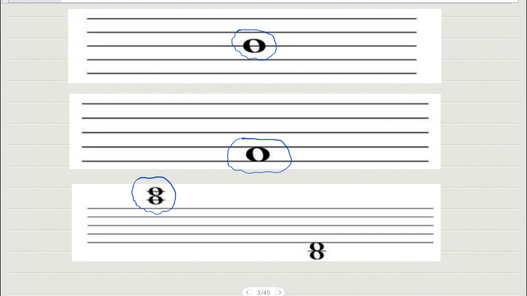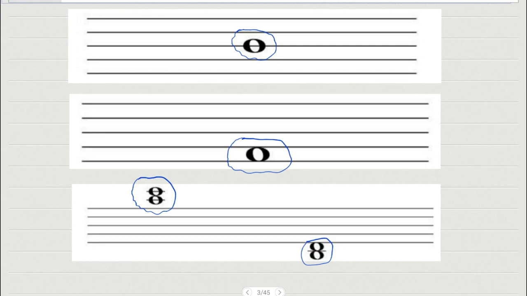So notes can be positioned on a ledger line or on the line that is on the stave, and also notes can be positioned on the space above a line or on the space below a line. It doesn't matter whether it is a ledger line or a line on the stave. A note can be positioned on the line, or on the space above the line, or on the space below the line. So that is how notes are positioned on a music sheet.